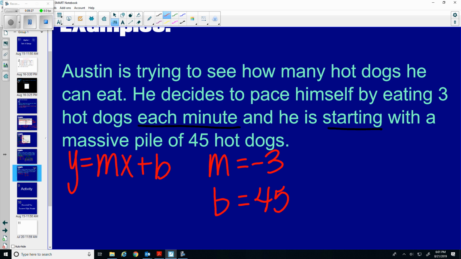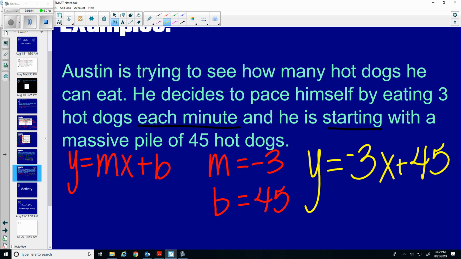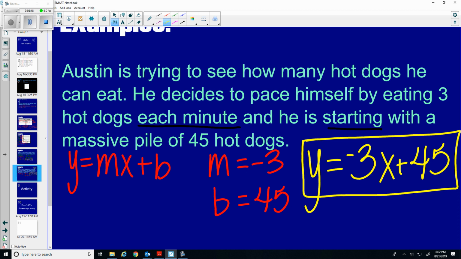Okay? So now that I have both of these, I can now go and write my equation. So my equation is going to be y equals m, which is my negative 3, and I keep my x in plus always, and I have my y-intercept, which is 45. Okay, now I went through some of these.